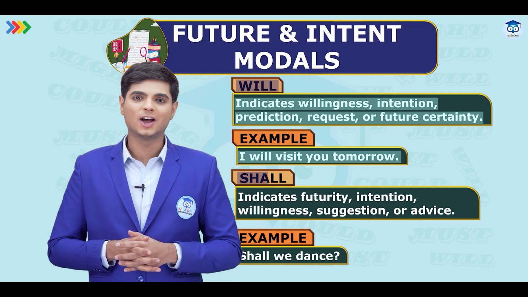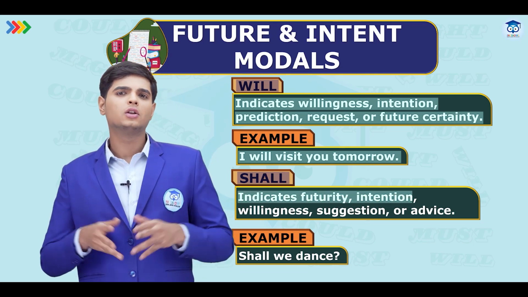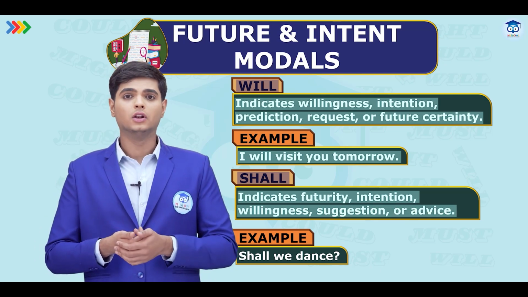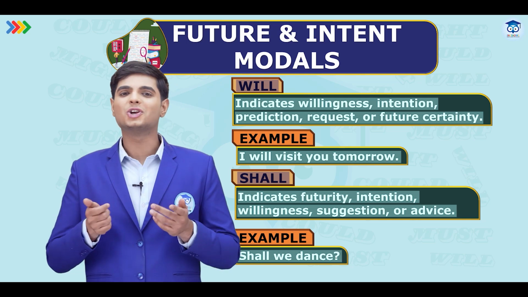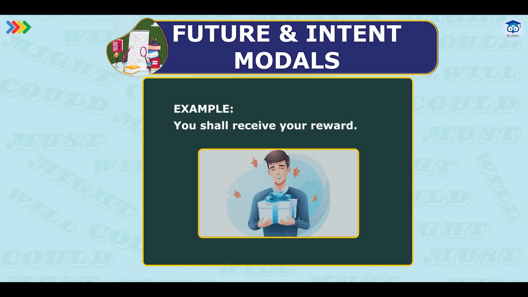Now look at shall. It's slightly formal and indicates futurity, intention, willingness, suggestion or advice. Like in this example, shall we dance? It's a suggestion. Another example, you shall receive your reward. This shows a strong future certainty.